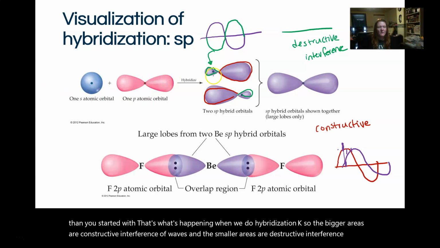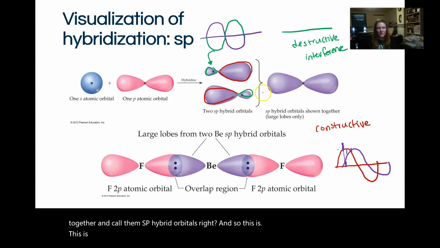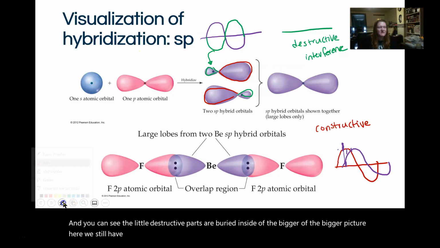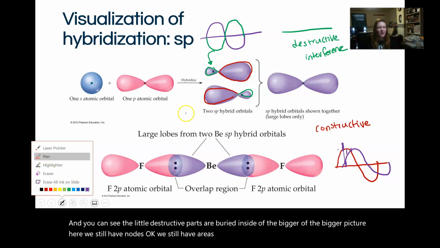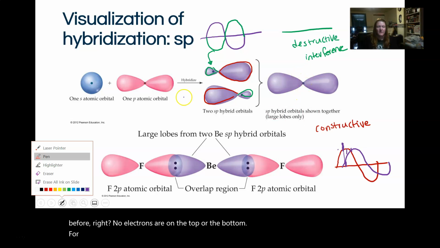And so when we add these two things together, we get two different shapes, and we will collect them together and call them sp hybrid orbitals. All right, and so this is what the shape looks like total when you take the top and the bottom and add them together. And you can see the little destructive parts are buried inside of the bigger picture here. We still have nodes, okay? We still have areas where electrons cannot go, just like we did before, right? No electrons are on the top or the bottom, for example, or the front and the back of this molecule.